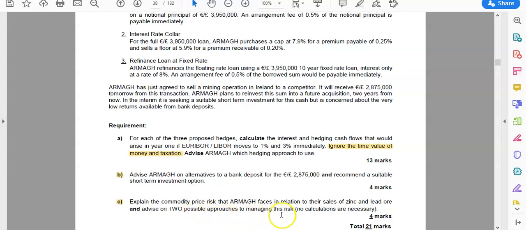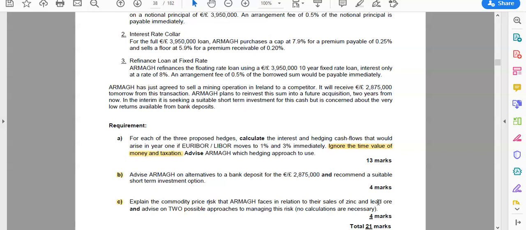Two possible approaches to managing this. While the likes of Ryanair hedge their fuel using futures or forward contracts, you could enter into a forward contract to sell your zinc and lead at a fixed price now for some time in the future. So you can enter into long-term fixed price agreements with your customers. You could enter into future price contracts.